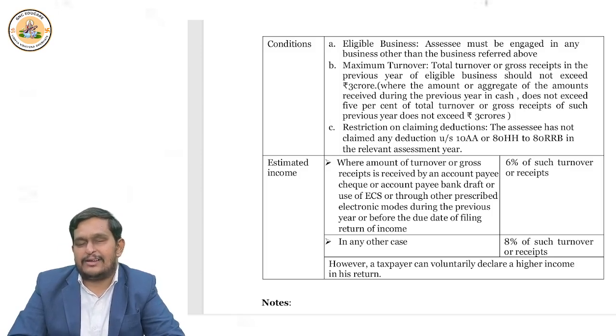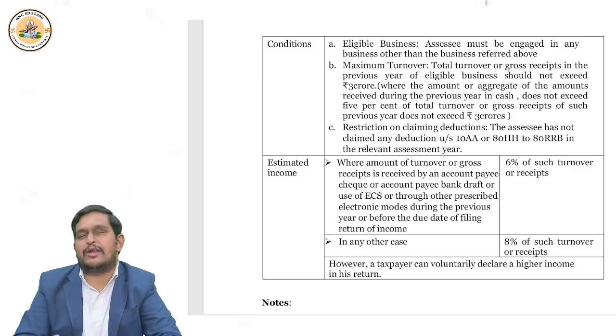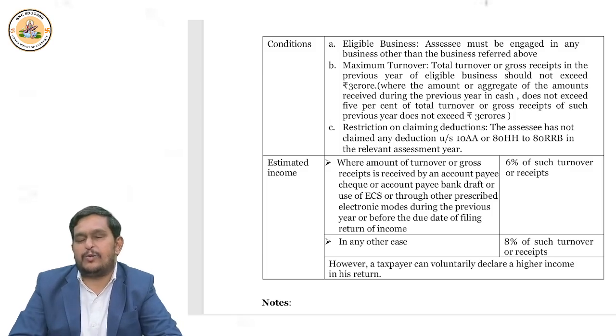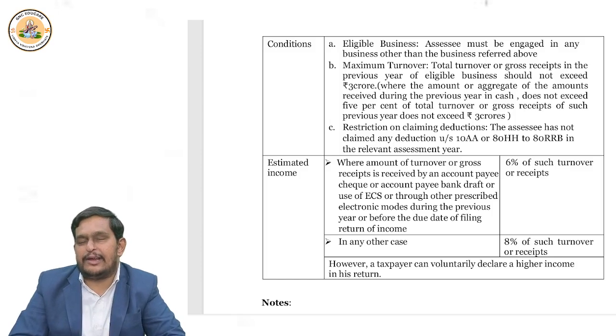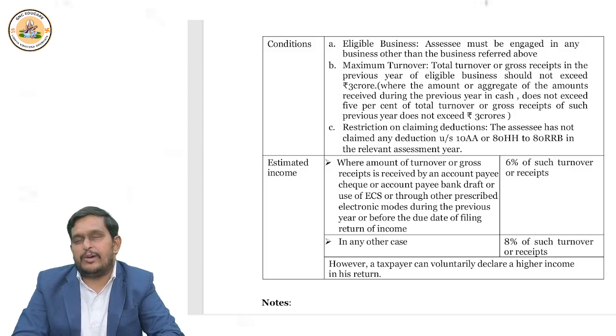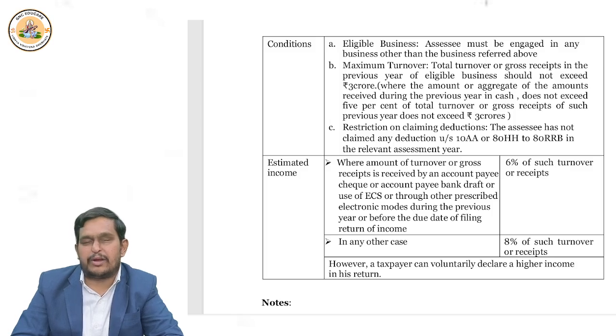Now come to the next part. Think about what is the maximum turnover. Suppose Reliance wants to file the return under 44AD. Can they file? The answer is no. Then who can file? Whose turnover is up to 2 crores. Whose turnover is not more than 2 crores. This is how you should remember.